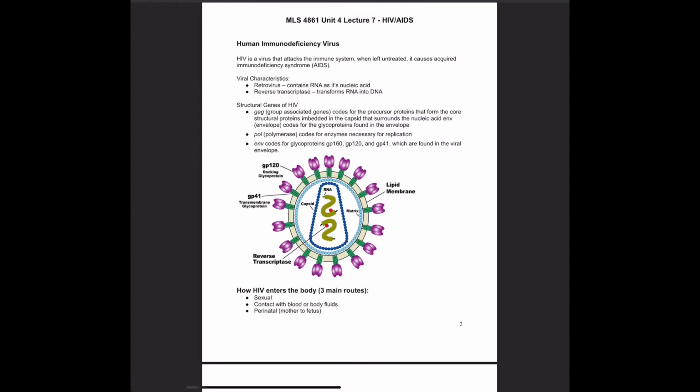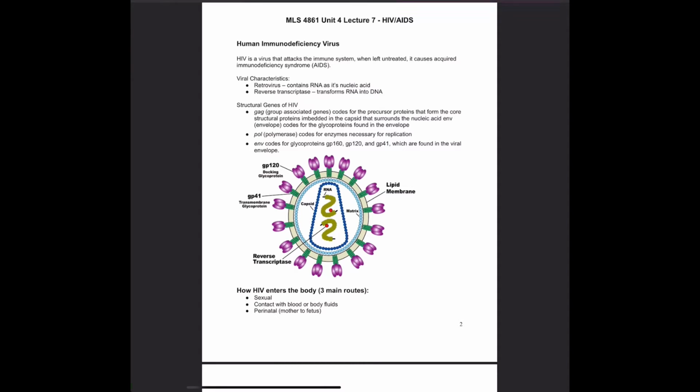The structural genes of HIV include GAG, which codes for the precursor proteins that form the core structural proteins embedded in the capsid that surrounds the nucleic acid envelope. POL codes for enzymes necessary for replication, and ENV codes for glycoproteins GP160, GP120, and GP41, which are found in the viral envelope.